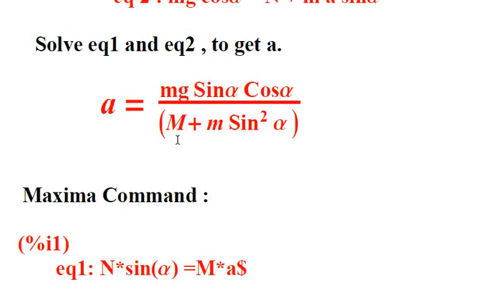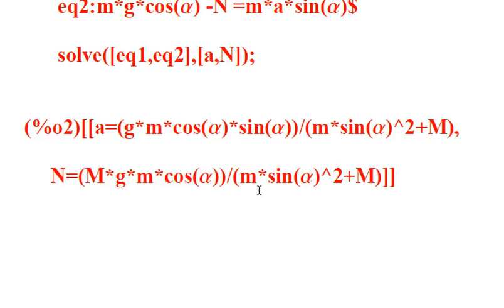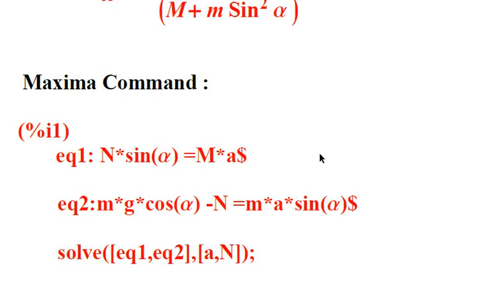And here we can see that the normal equation is also obtained. If m becomes infinite, then this m and this m cancel out, so what is left is mg cos alpha. So the normal reaction in that case will be mg cos alpha. So due to acceleration of this wedge, the normal reaction is also affected, and this is the acceleration of the capital M block, the lower block.